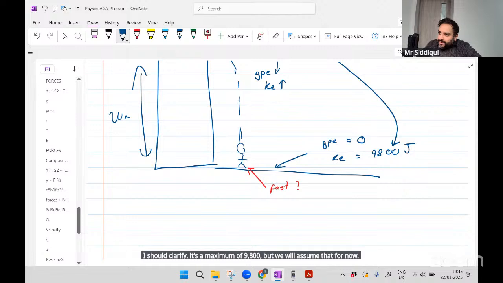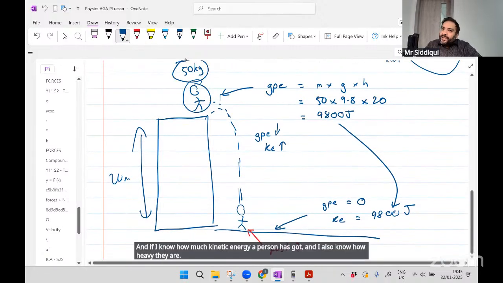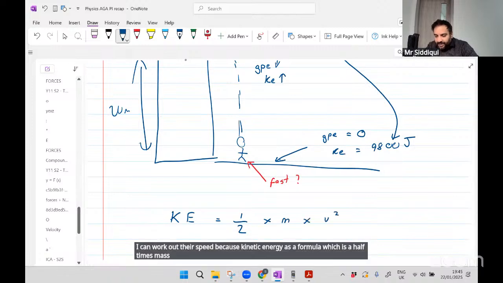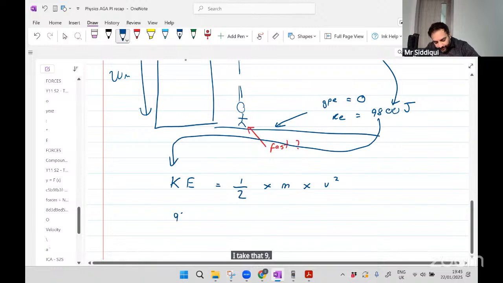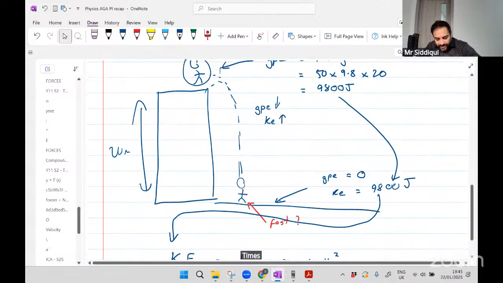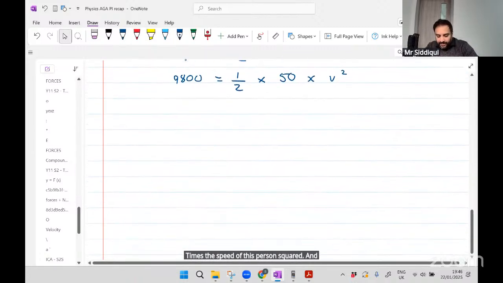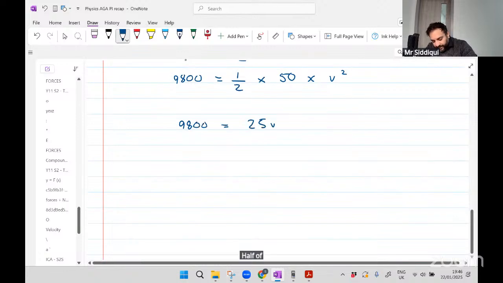And if I know how much kinetic energy a person has got, and I also know how heavy they are, I can work out their speed because kinetic energy has a formula which is a half times mass times speed squared. I take that 9,800 and put it there. 9,800 equals a half times the mass of the person, which is 50, times the speed of this person squared. And then it becomes a maths question, which you should be capable of doing. Half of 50 is 25 v squared.